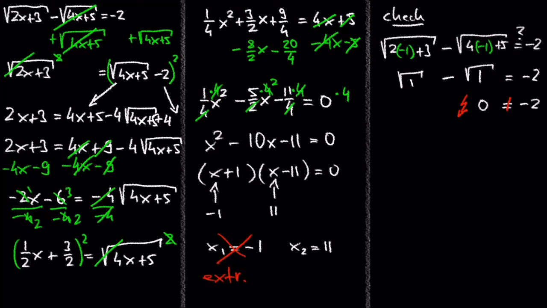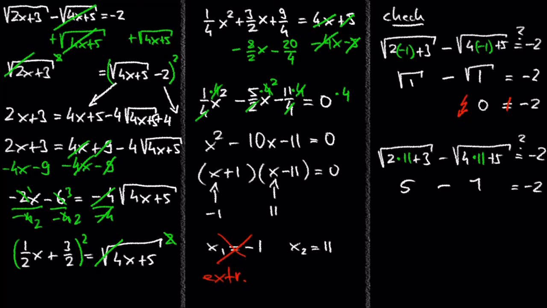Let's plug in the 11 in our original equation. The square root of 2 times 11 plus 3 minus the square root of 4 times 11 plus 5 equals negative 2. 2 times 11 is 22 plus 3 is 25, and the square root of 25 is 5. 4 times 11 is 44 plus 5 is 49, and the square root of 49 is 7. 5 minus 7 is negative 2, and negative 2 equals negative 2. So 11 is a solution for this problem and fits in our original equation.